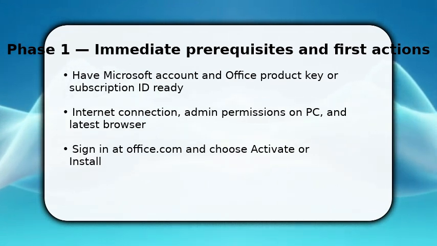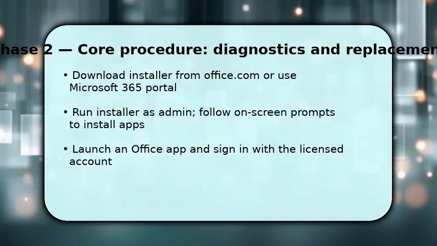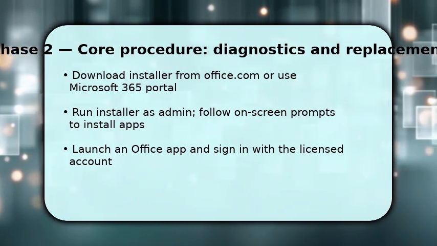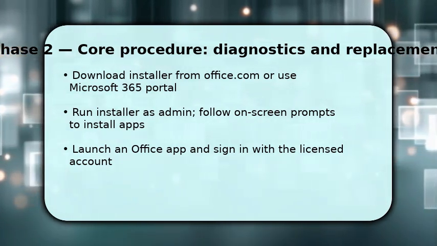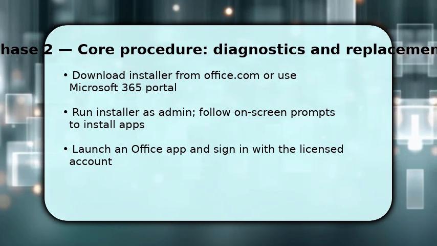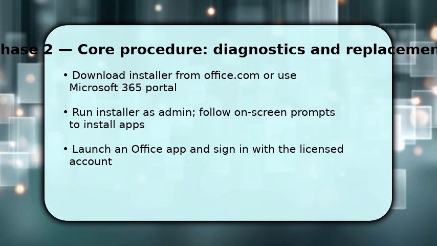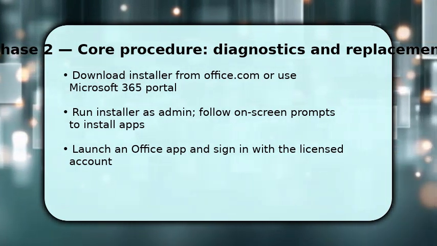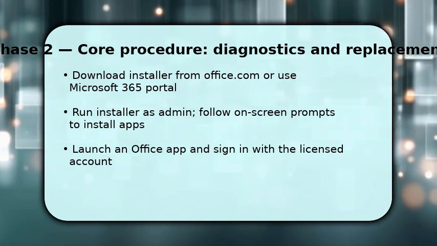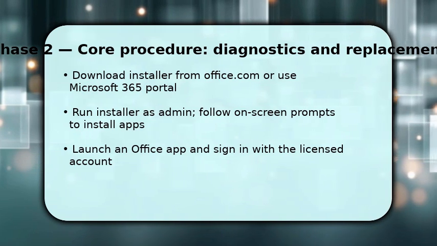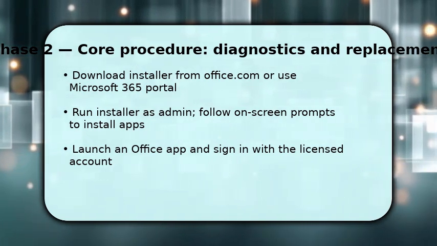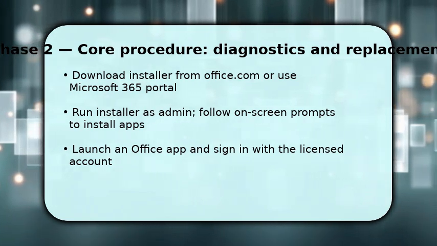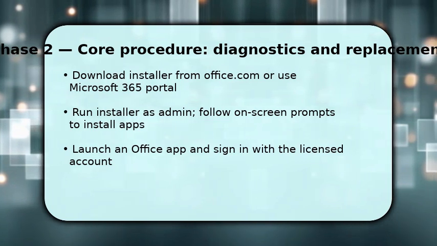Now install and authenticate. Download the installer from your Microsoft 365 portal and run it as administrator. This ensures proper file permissions. Follow the on-screen prompts, choose language, accept terms, and let the installer complete. Once installed, open Word or Excel and sign in with the same Microsoft account you used earlier. This step triggers the app to verify your license online. If you have multiple accounts, make sure to choose the licensed one, since mismatched accounts cause activation delays.